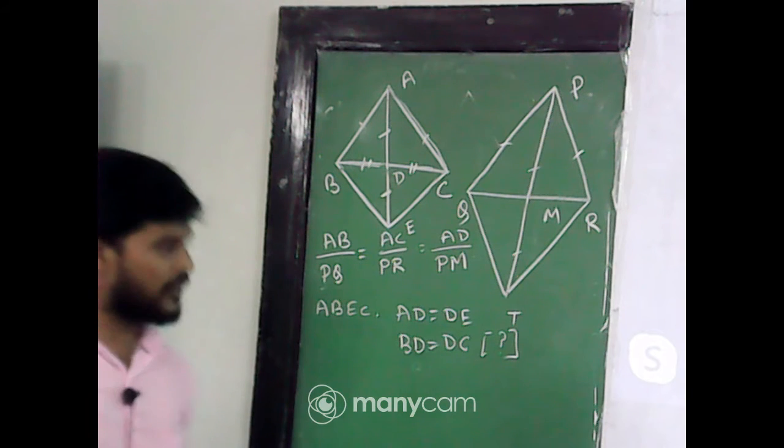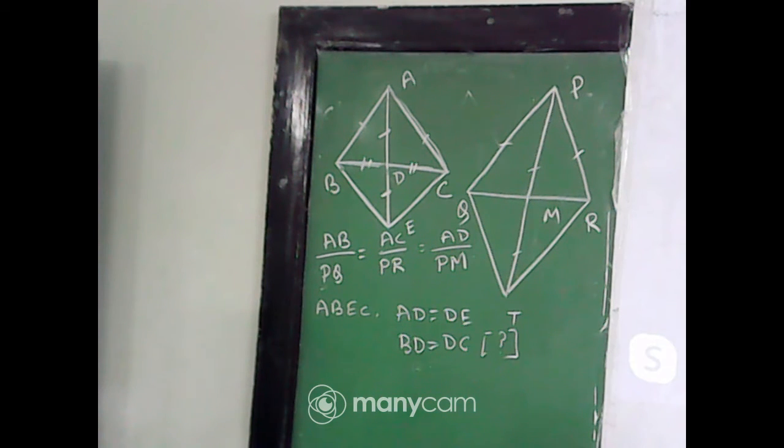Now tell me, if in any quadrilateral the diagonals bisect each other, what type of quadrilateral is it? In which type of quadrilateral do the diagonals bisect each other? It has a specific, special name.